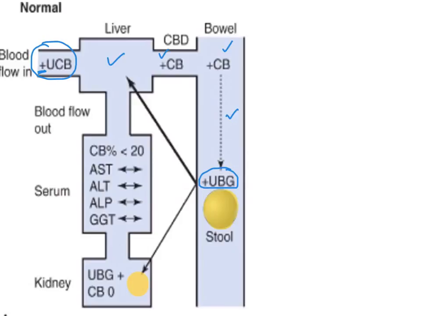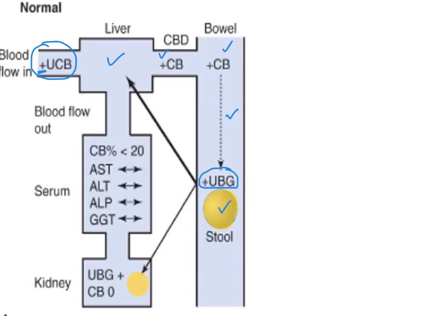80 to 90% of this 1 plus urobilinogen will be excreted in the feces, that is in the stool, and the normal color of the stool that you see here, yellowish color, is because of the presence of urobilinogen which is converting into urobilin.